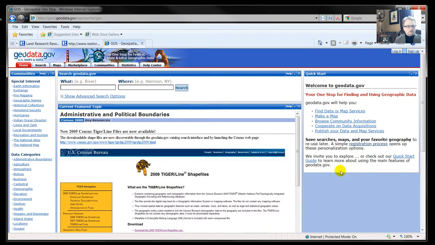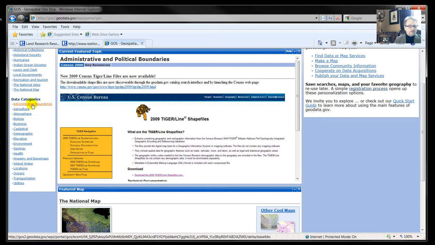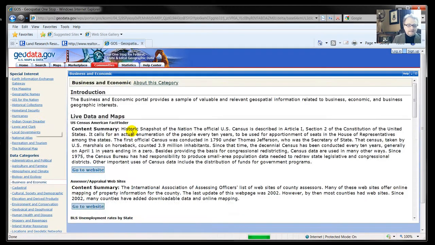So GOS, geodata.gov, was formed, and GOS has a variety of what we call data portals. If you're interested in agriculture, you go to the data category, agriculture, and click on that link. Each one of these categories was populated and programmed by a government agency, such as health, programmed by Centers for Disease Control and Prevention. All the government agencies except for the business section, which I was asked to do.